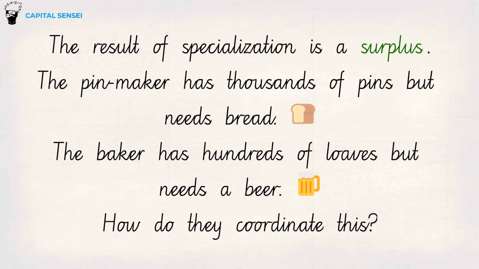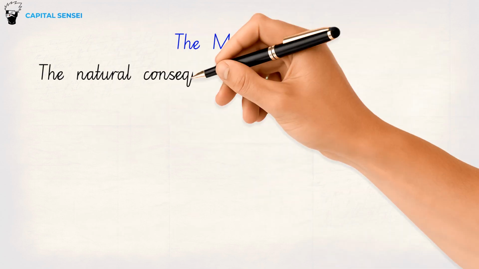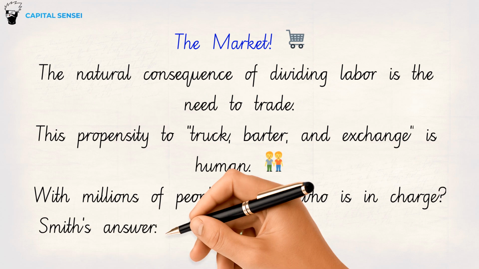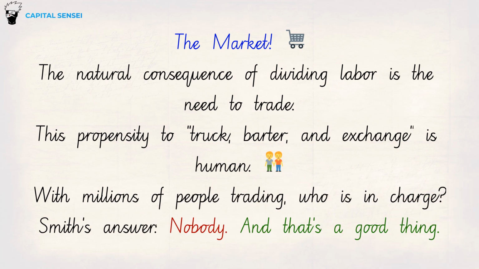Okay, so we have all these specialists: the pin maker, the baker, the butcher, the brewer, all producing way more than they can consume themselves. The pin maker has thousands of pins but needs bread. The baker has hundreds of loaves but needs a beer. How do they coordinate? This leads us to the natural consequence of the division of labor: the market. People need to trade their surplus production to get the things they need. This propensity to truck, barter, and exchange, as Smith puts it, is what separates humans from animals. You don't see two dogs deliberately exchanging bones.